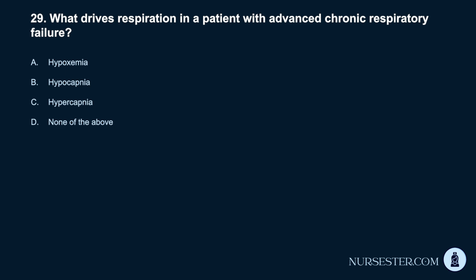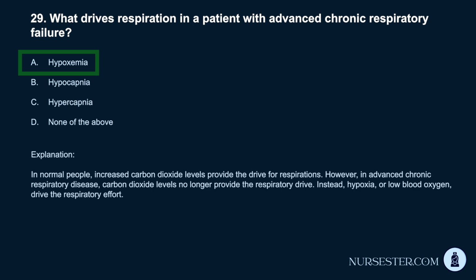29. What drives respiration in a patient with advanced chronic respiratory failure? A. Hypoxemia. B. Hypocapnia. C. Hypercapnia. D. None of the above. Correct answer: A. Hypoxemia. In normal people, increased carbon dioxide levels provide the drive for respirations. However, in advanced chronic respiratory disease, carbon dioxide levels no longer provide the respiratory drive. Instead, hypoxia, or low blood oxygen, drives the respiratory effort.